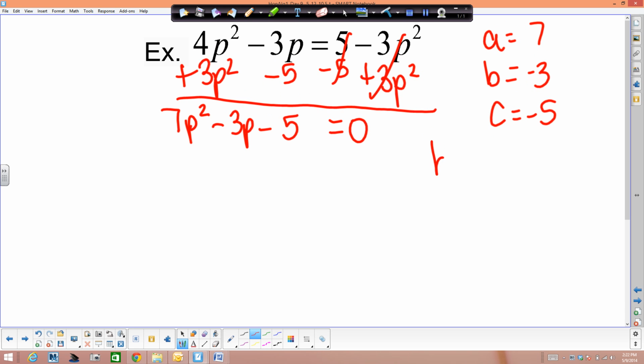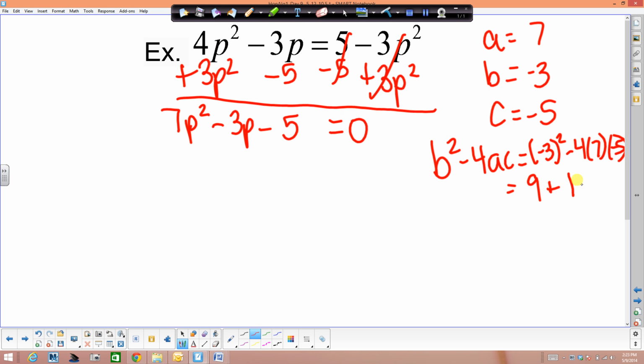And then we can go ahead and figure out b squared minus 4ac. Well, that would be negative 3 squared minus 4 times 7 times negative 5. Which would give us 9 plus, I think, 140. So this is equal to 149.